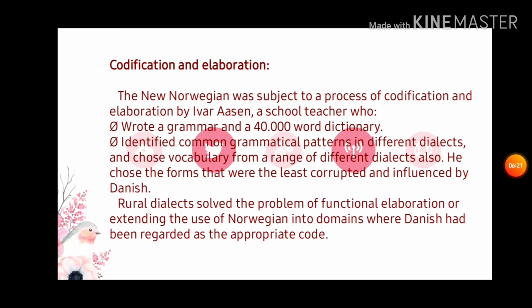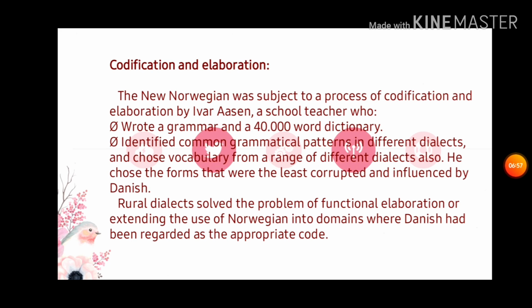Next, codification and elaboration. The new Norwegian was subject to a process of codification and elaboration by Ivar Aasen, a school teacher who wrote a grammar and a 40,000-word dictionary and identified common grammatical patterns in different dialects and chose vocabulary from a range of different dialects also. He chose the forms that were the least corrupted and influenced by Danish.